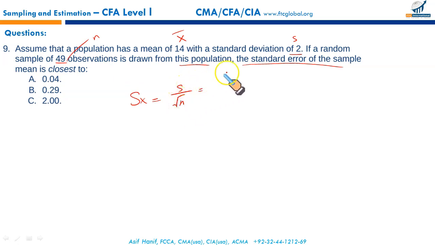So S is given as 2 and n is given as 49. So it's going to be 2 by 7, which if simplified should give you 0.2857. Right? Straightforward.